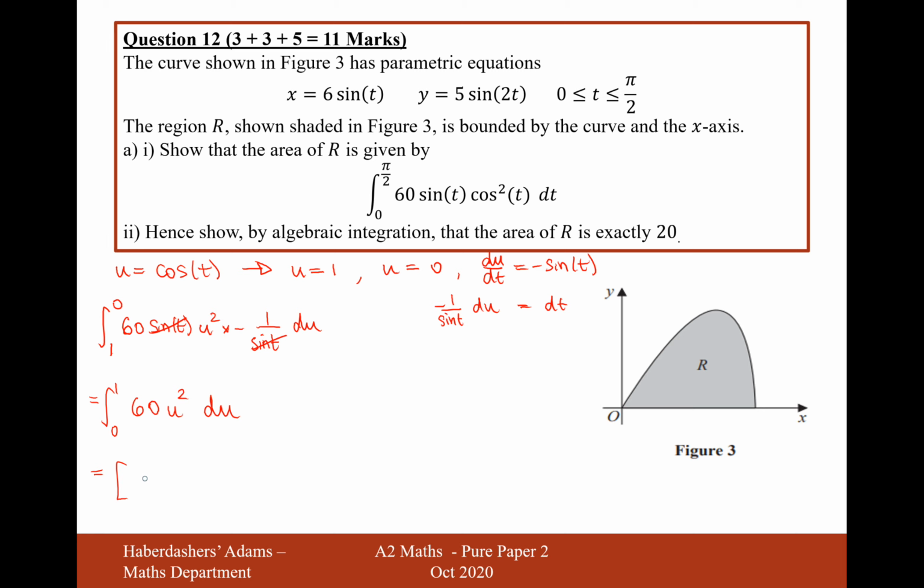So now let's integrate, so it's going to be increase the power by 1 divided by the new power, so it's now going to be u to the power of 3 divided by 3, so that will now be 20, between the boundaries of 1 and 0, substituting 1, substituting 0 and do the subtraction, so that equals 20 exactly. Lovely, so there we are, that's the answer for part A. Let's now move on to part B.